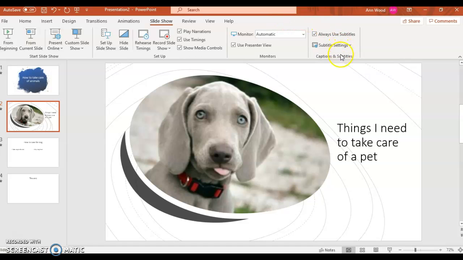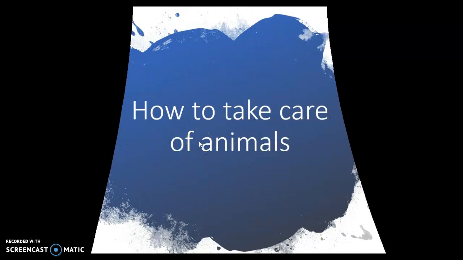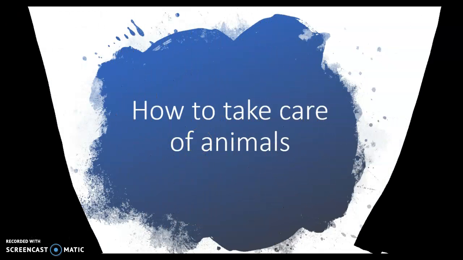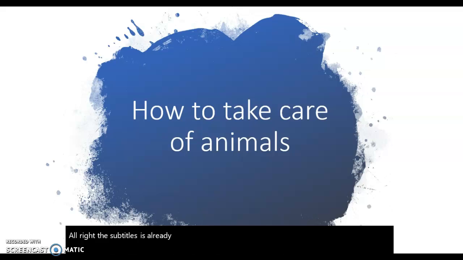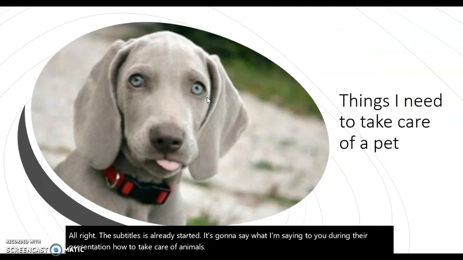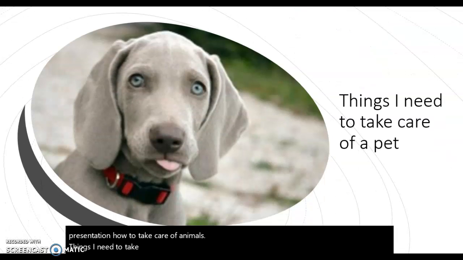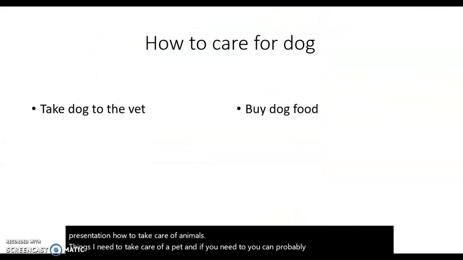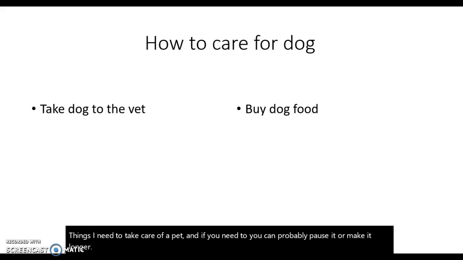So, we are going to have subtitles. All right, let's do this, and let's see how it turns out. All right. The subtitles has already started. It's going to say what I'm saying to you during the presentation. How to take care of animals. Things I need to take care of a pet. And if you need to, you can probably pause it or make it longer. And so on. Here's the words. All right, the end.